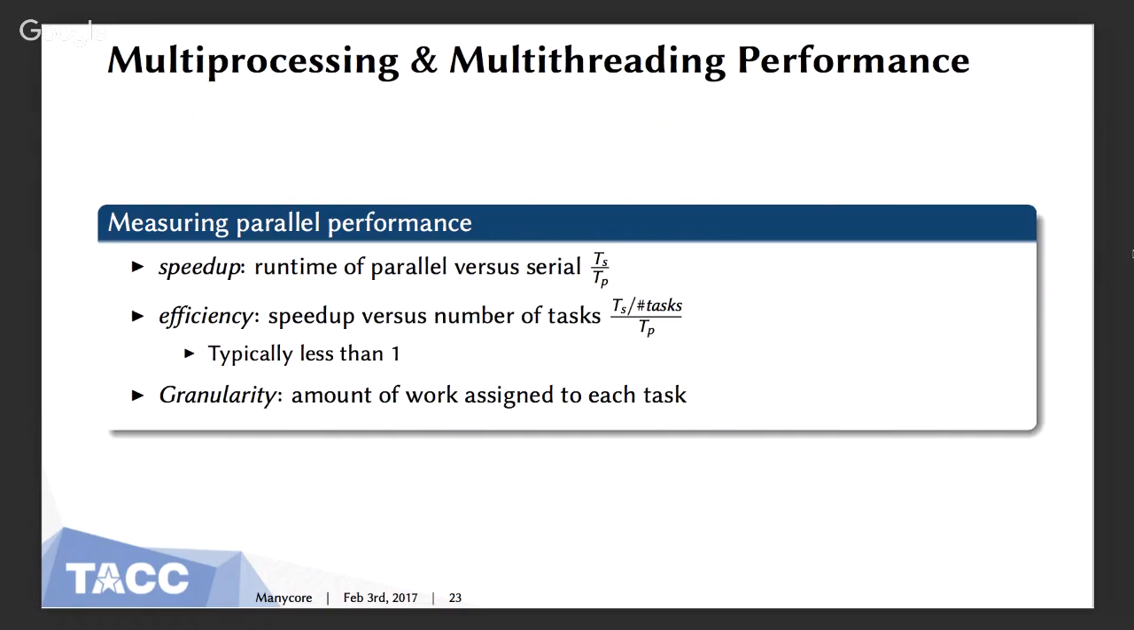And efficiency is the next metric that's commonly used. It's the speedup versus the number of tasks. How much speedup am I actually getting as I throw more tasks at this problem? And closely related to this, what impacts these metrics is a term called granularity. And this is just a fancy word for the amount of work I give each task to do.